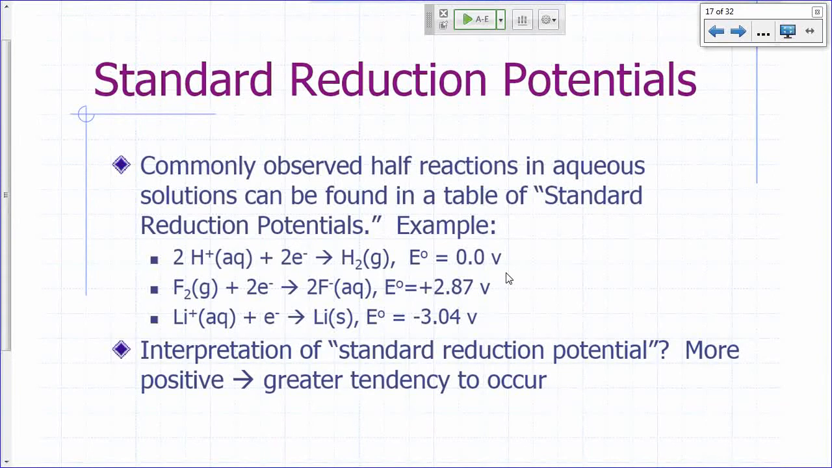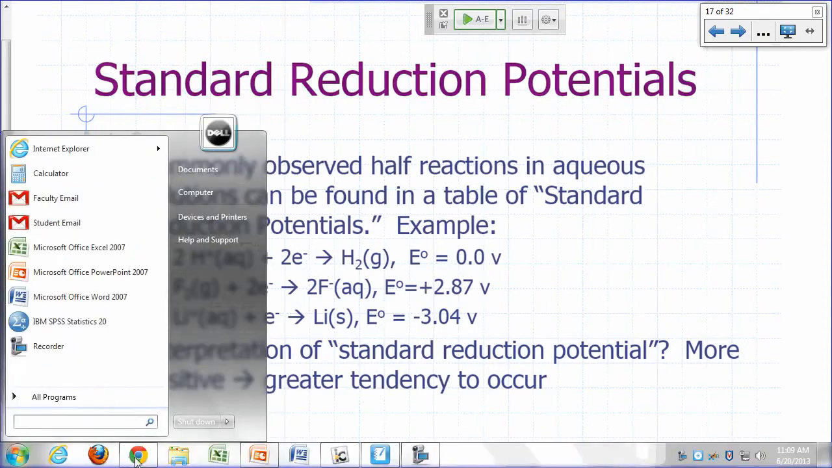Let's talk about standard reduction potentials. The most commonly observed half reactions in aqueous solutions can be found in a table of standard reduction potentials. You should have one in your textbook, and you should find a whole bunch of them on the internet.